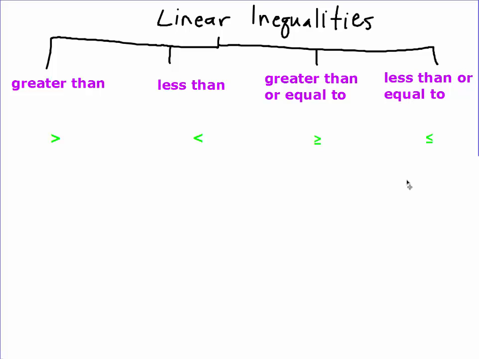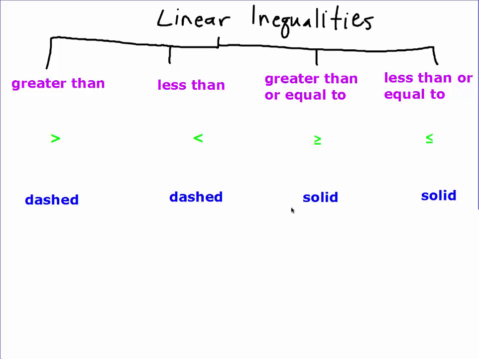So when we're graphing a linear inequality on a grid, we have to use a different type of line based on whether it's equal or not equal. For the not equal ones, we're going to be using a dashed line. So we make it dotted. For the ones that are equal to, we just use our normal solid line that we draw through there.